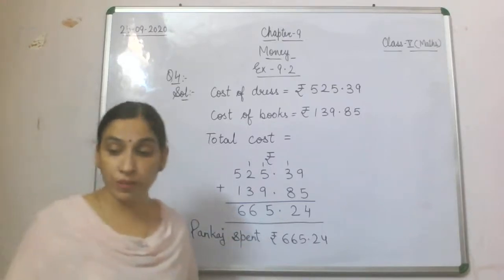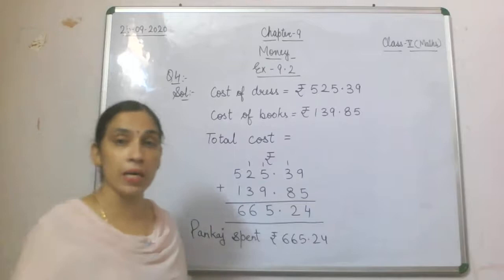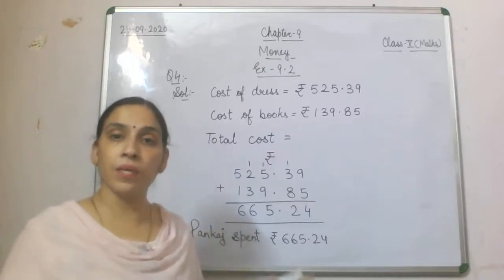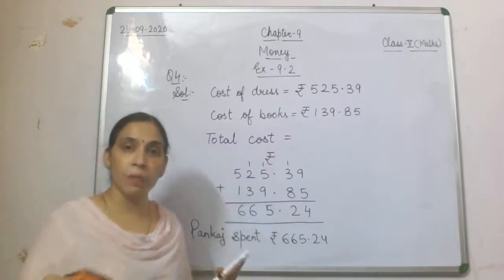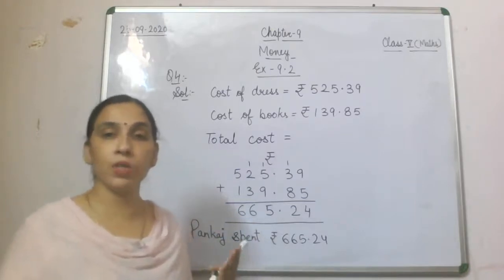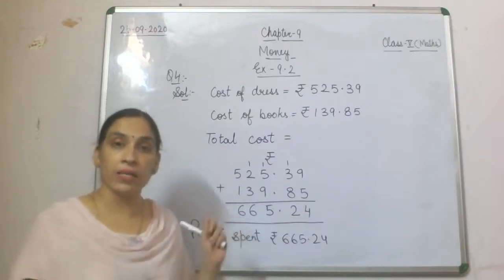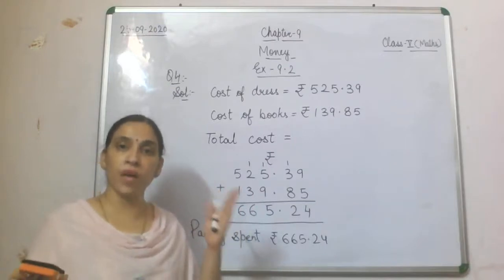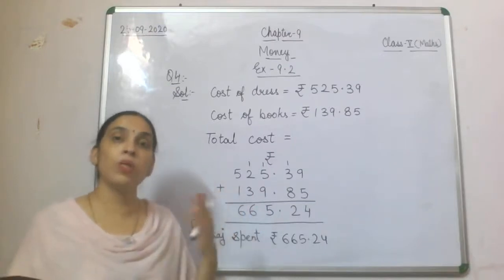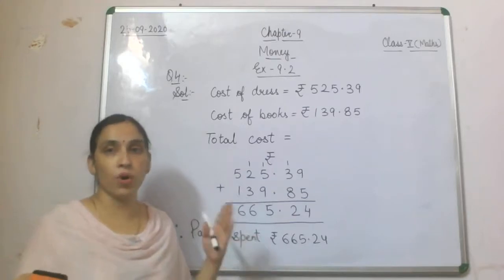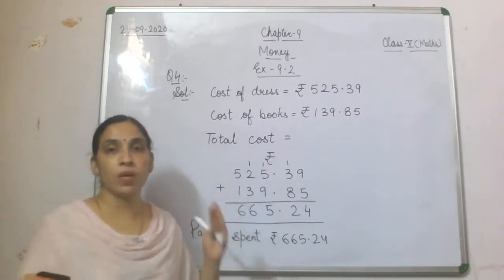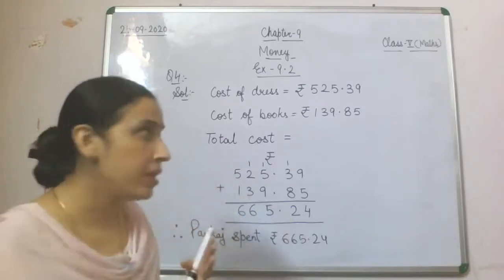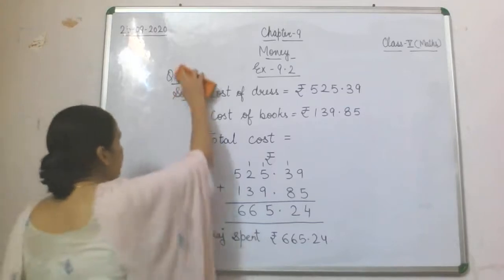Now let's see question 5 once again. Karuna bought a sari. Cost of sari is given, and when coming home she paid 39 rupees and 85 paisa to the auto rickshaw. The fare of the auto rickshaw will also be included in the cost of the sari. What is the total cost of bringing that sari? Fine. So let's start question number 5.